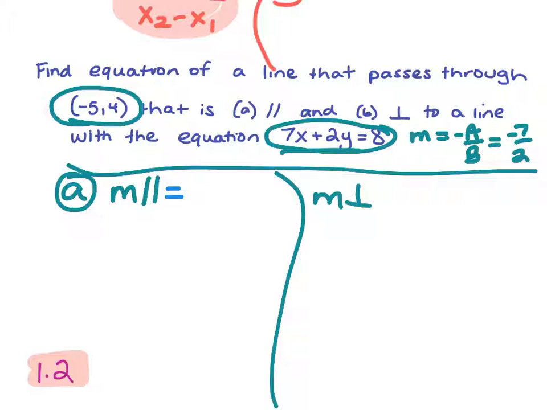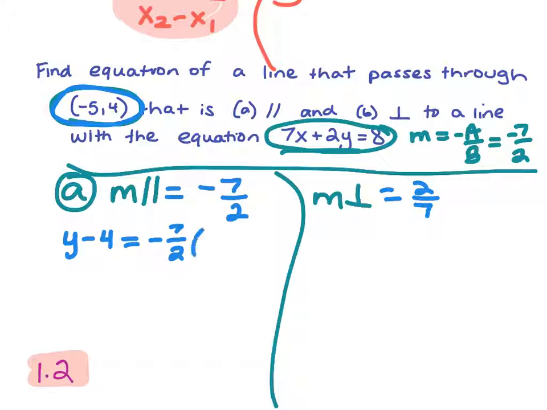It's the same. So this would be negative 7/2. If I'm asking you to find the equation of a line in which it's perpendicular, it would be what? Positive 2 over 7. So opposite reciprocal. So then I'm going to do y minus y1 using this point. So y minus 4 equals negative 7/2. That's my m. X minus a negative 5, which becomes plus 5.